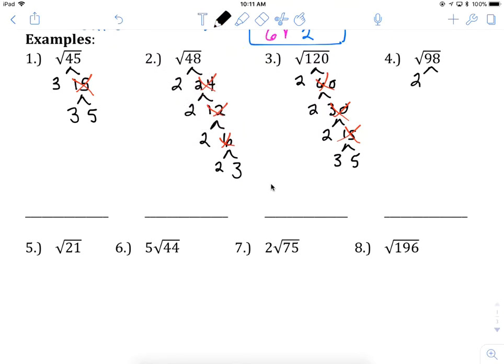We're looking at 2 times 49. 3 doesn't go into 49. 5 doesn't go into 49. So my next prime number is 7. 7 times 7. And since those are both prime numbers, we get to stop.